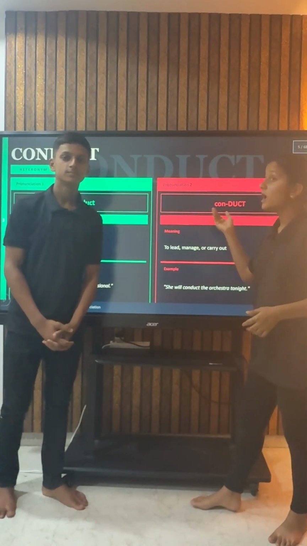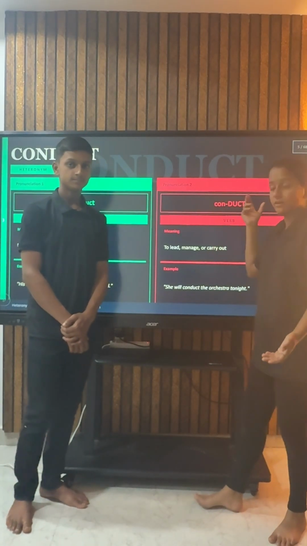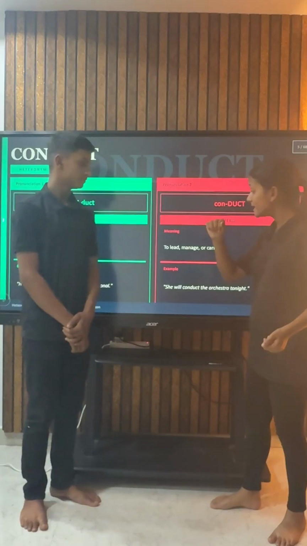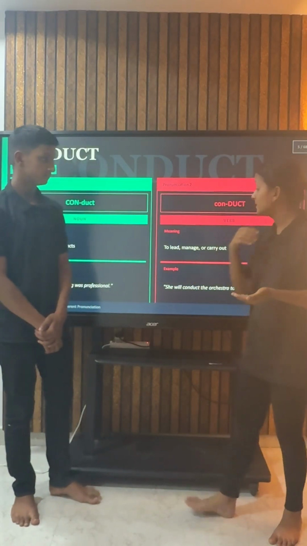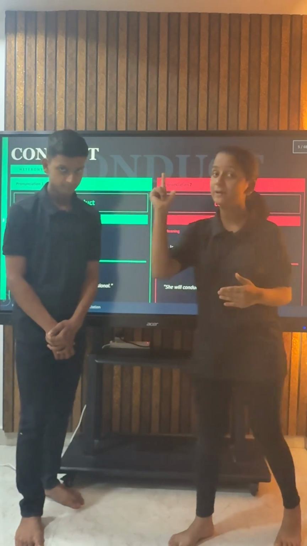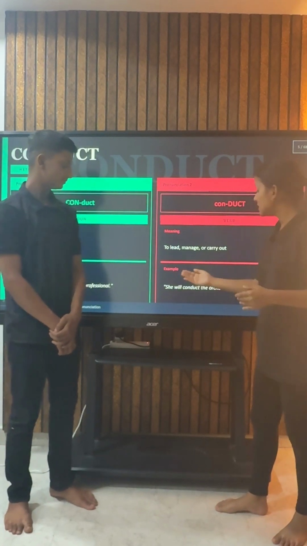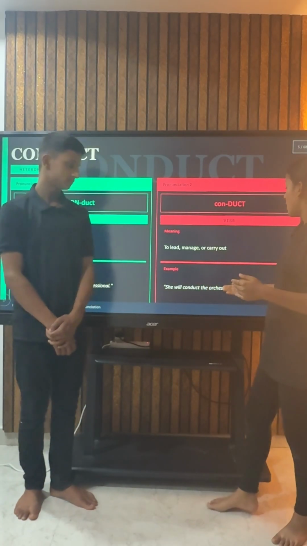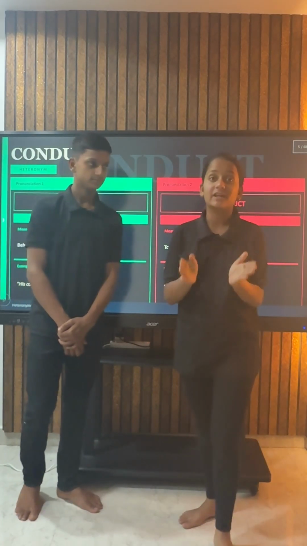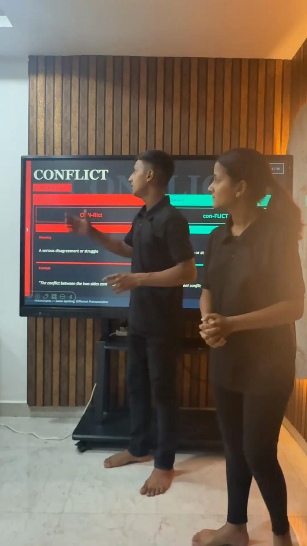Pronunciation 2, conduct, with the stress on the second syllable. It is a verb. The meaning is to lead something, manage it or carry out. Example: she will conduct the orchestra tonight. She will lead it tonight.